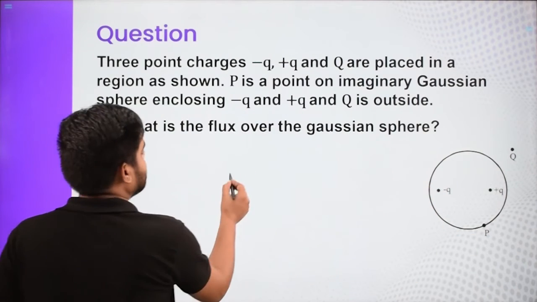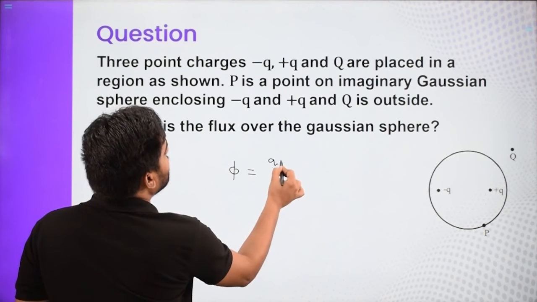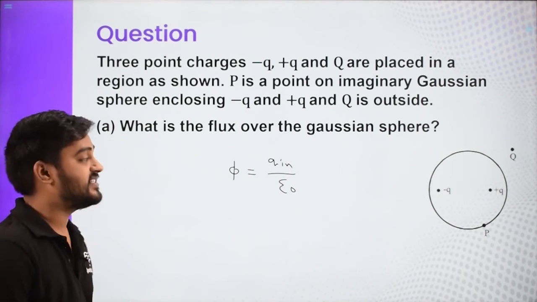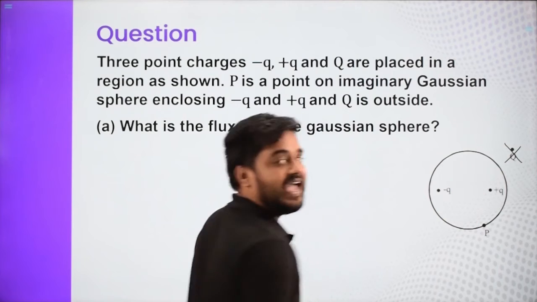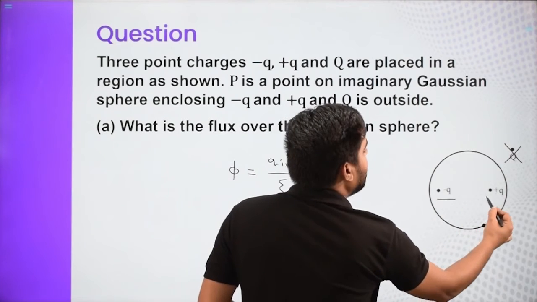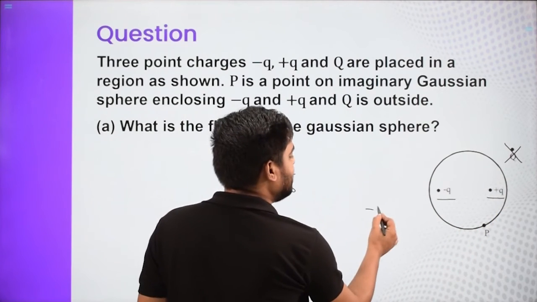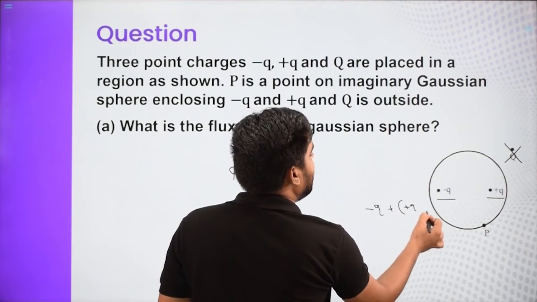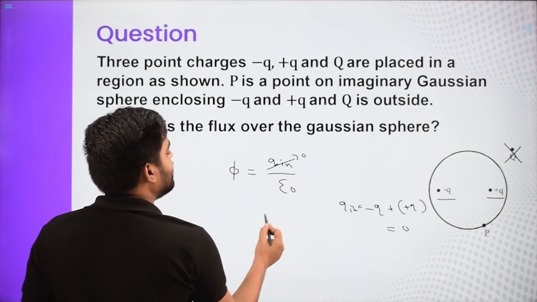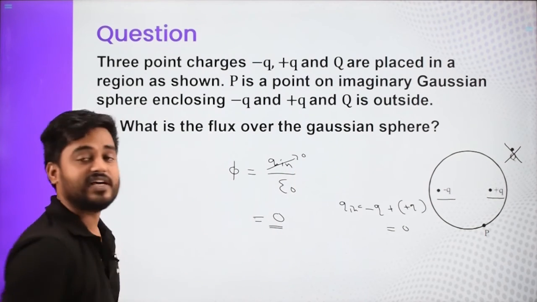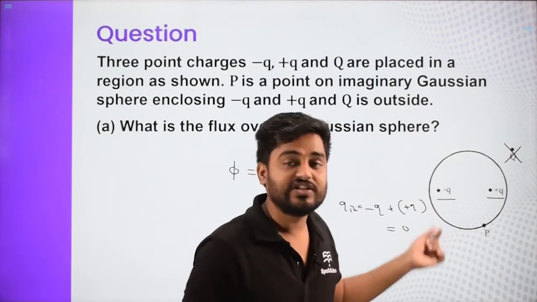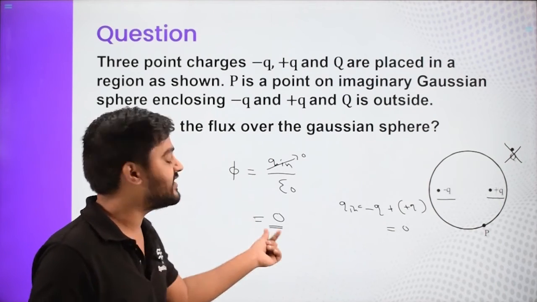We will say the total flux is nothing but Q in by epsilon naught. Q in is the algebraic sum of all the charges present inside. The capital Q does not play any role because it is not inside the closed Gaussian surface; it is lying outside. Now the algebraic addition of these two is minus q plus q, which is 0. So Q in is 0, and the total flux through this closed Gaussian surface is 0. I am saying total flux, not flux through a particular region. The entire flux through this Gaussian sphere is 0.